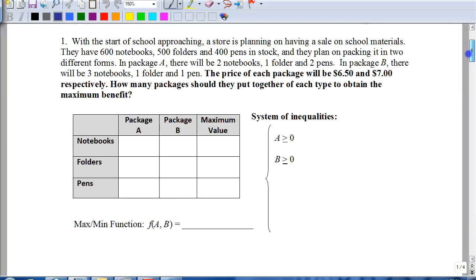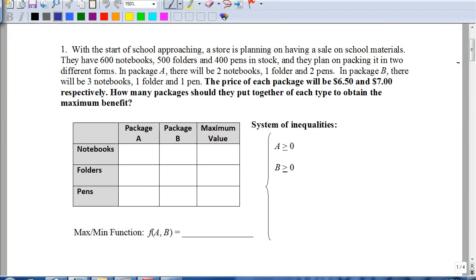Now, let's go to the first example here. The easiest way to go about doing, well, first let's read it and I'll tell you what the easiest part's going to be. It says, with the start of school approaching, a store is planning on having a sale on school materials. They have 600 notebooks, 500 folders, and 400 pens in stock. And they plan on packing it in two different forms. In package A, there will be 2 notebooks, 1 folder, and 2 pens. In package B, there will be 3 notebooks, 1 folder, and 1 pen. The price of each package will be $6.50 and $7 respectively. How many packages should they put together of each type to obtain the maximum benefit?